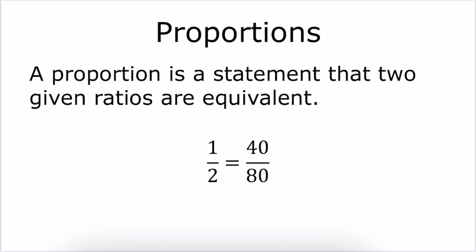So if I had a ratio like 1 to 2, this ratio would be equivalent to the ratio 40 to 80. And this statement as a whole is a proportion. Usually when we're working with proportions, we're not just going to write a proportion like this. Usually one of these numbers will be missing and we'll be trying to solve the proportion. Before we talk about how to solve a proportion, let's first talk about how to write a proportion.